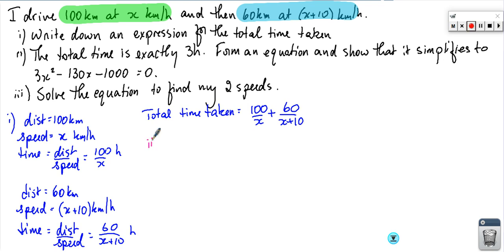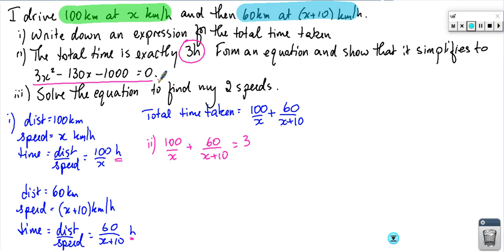Part 2 of the question. I am told that the total time taken is exactly 3 hours. So 100 on x plus 60 on x plus 10 is exactly 3 hours because the times were in hours, okay? So that's very important. Now I formed the equation. I have to simplify to show that the equation is equal to this. So I've got also my answer.